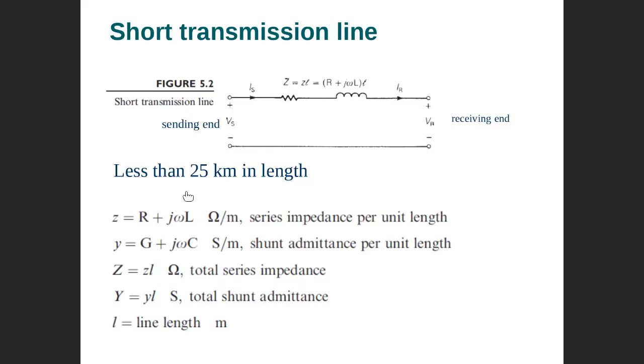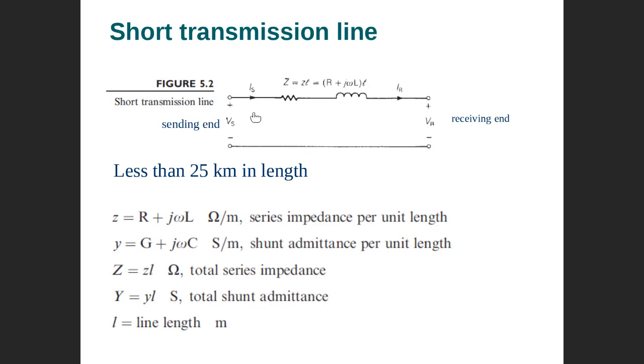Now, if we have a short transmission line, for example, a short transmission line will be less than 25 kilometers in length. We can represent the transmission line like this: a resistance and inductance, so this is a reactance. So this is an impedance, series impedance. If you're asked to represent the transmission line, you will just write the Z, R, and X. What about Y? We neglect Y. We call this a short transmission line representation.